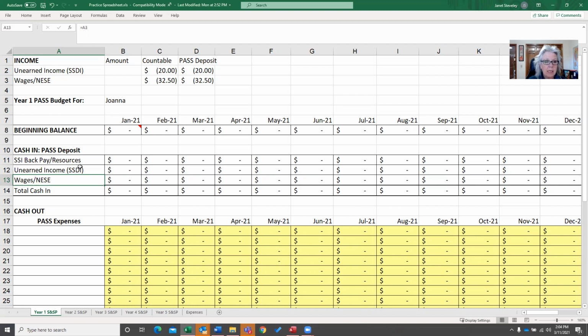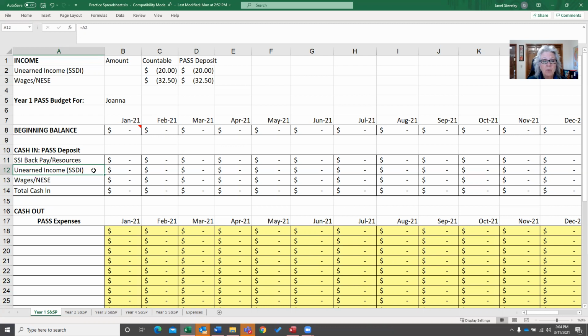I'm going to start with the unearned income here on line 12. Again, this is often SSDI, but it could be things like unemployment insurance, pandemic unemployment insurance, or money from a trust fund. It could be different things, but it's money that comes in monthly that people aren't working for. And in this case, for Joanna, she receives SSDI.